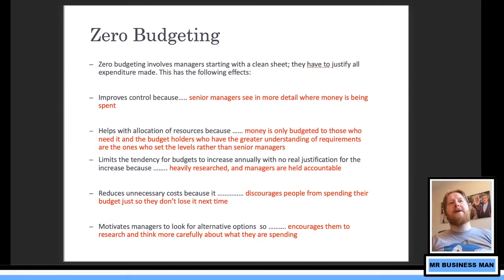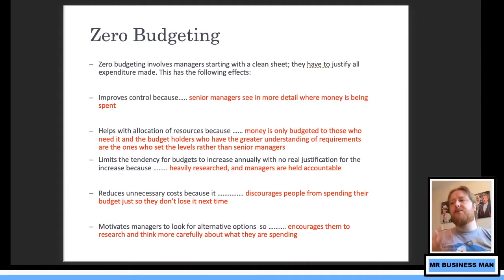So it's kind of like the opposite, isn't it? I suppose if you give someone a budget, it kind of implies that they're going to spend that budget, doesn't it? Whereas if you don't give them a budget, then they'll have to justify why they need it, and then you can make decisions at that point of whether it's actually a needed expense for the business, isn't it? So improved control, because senior managers see in more detail where the money is being spent.